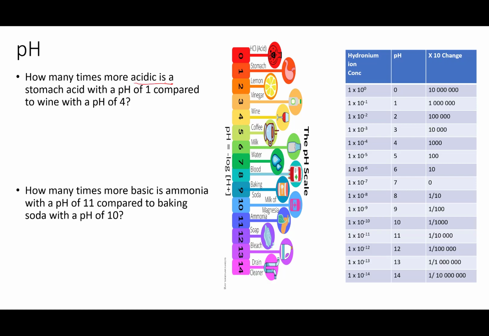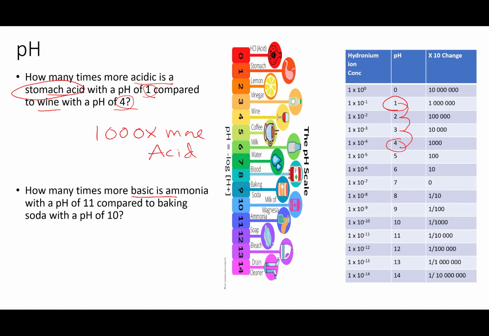How many times more acidic is a stomach acid with a pH of 1 compared to wine with a pH of 4? So we're comparing a pH of 1 to a pH of 4. So that's going to be 1, 2, 3 zeros, 3 powers of 10. So 1,000 times, with a 1 in front. So 1,000 times more acidic is going to be the stomach acid with a pH of 1 compared to wine with a pH of 4.